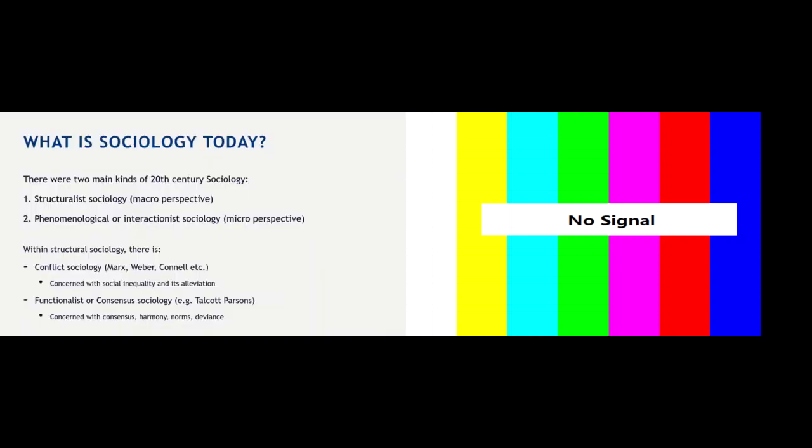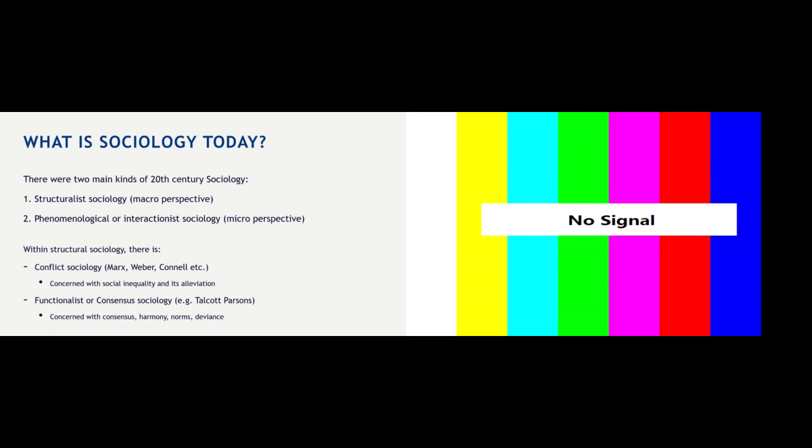So we've seen so far that we can divide our classical theorists into those that are working on a macro perspective, looking at overall societies, social structures, the macro level of life. And then we can look at those who focus on a micro perspective.